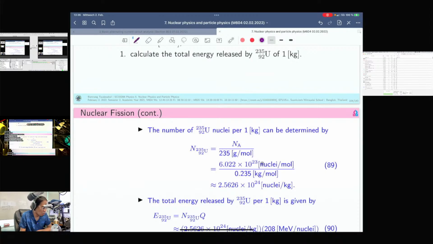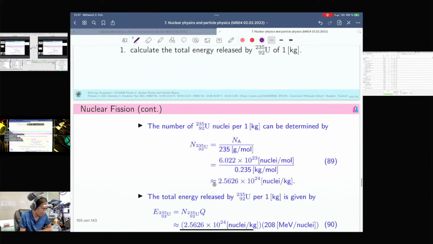So in 1 mole of uranium-235, there will be 6.022 times 10 to 23 nuclei. And after dividing this ratio in the calculator, you will get 2.5626 times 10 to 24, the number of nuclei per kilogram. Okay, you get something like this, and it's a very, very large amount.